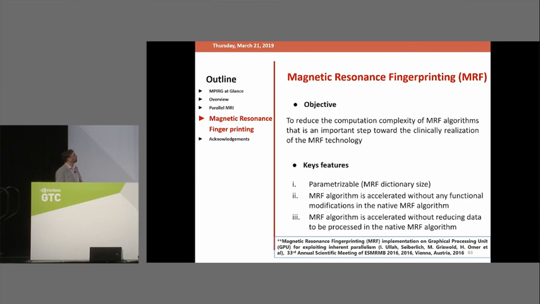So what we wanted to do is reduce the computation complexity of MRF algorithms. We wanted a method which would be parameterizable, and then we wanted to accelerate both the dictionary development and the pattern matching parts of the MRF algorithm.